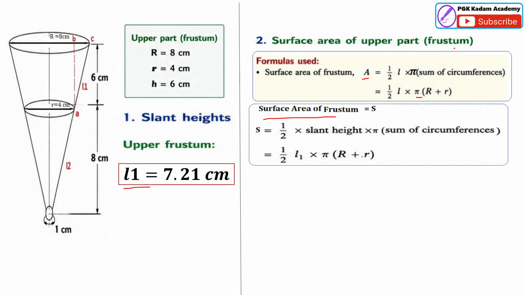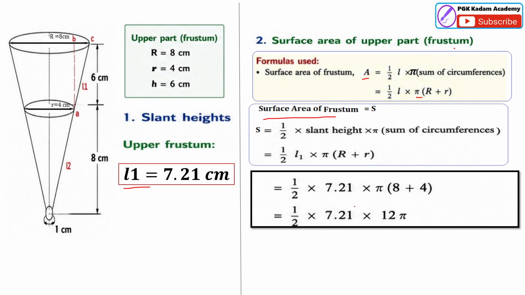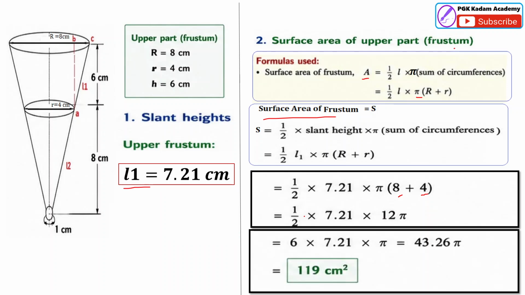r. So inside the bracket, this capital R, small r, if we put the values, we know the L1 and R, capital R, we will get the value half into pi bracket 8 plus 4, that is R plus small r. This is 12 pi into 7.21 into half, which is about 119 square centimeters.